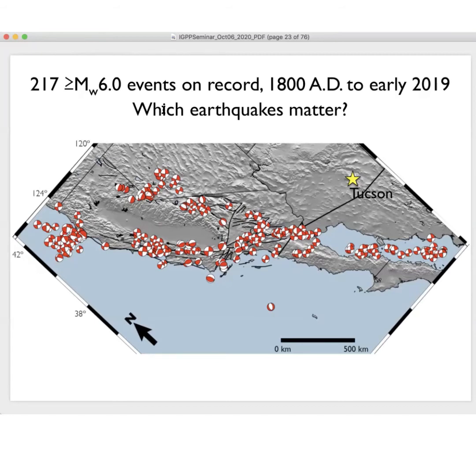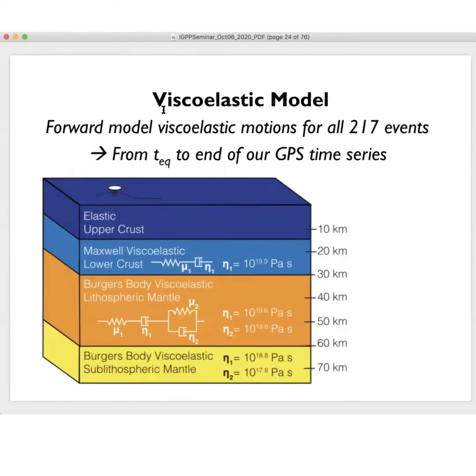So to test that, to see which of the earthquakes actually do matter, we forward model each and every one of them. So we model the viscoelastic motions from the time the earthquake occurred in the historical record to the end of our GPS time series, which is the year 2018. And to do so, we use this given viscoelastic model. I'm not going to go into exactly why we chose this model. You're welcome to ask me later, but suffice to say, we have a 15-kilometer elastic crust, followed by a Maxwell viscoelastic crust, and then 2 different Burgers bodies going down into the mantle.